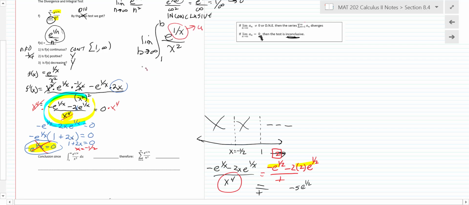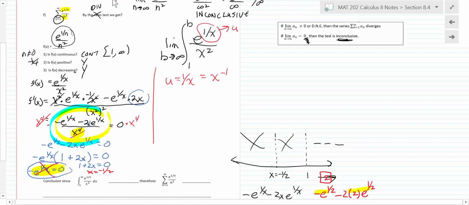So when we go ahead and work that out, let's see, we're going to have u is equal to 1 over x, which is equal to x to the -1. So I want to have that, okay? du will be -x to the -2 dx. So that means du is -1 over x squared times dx like that.